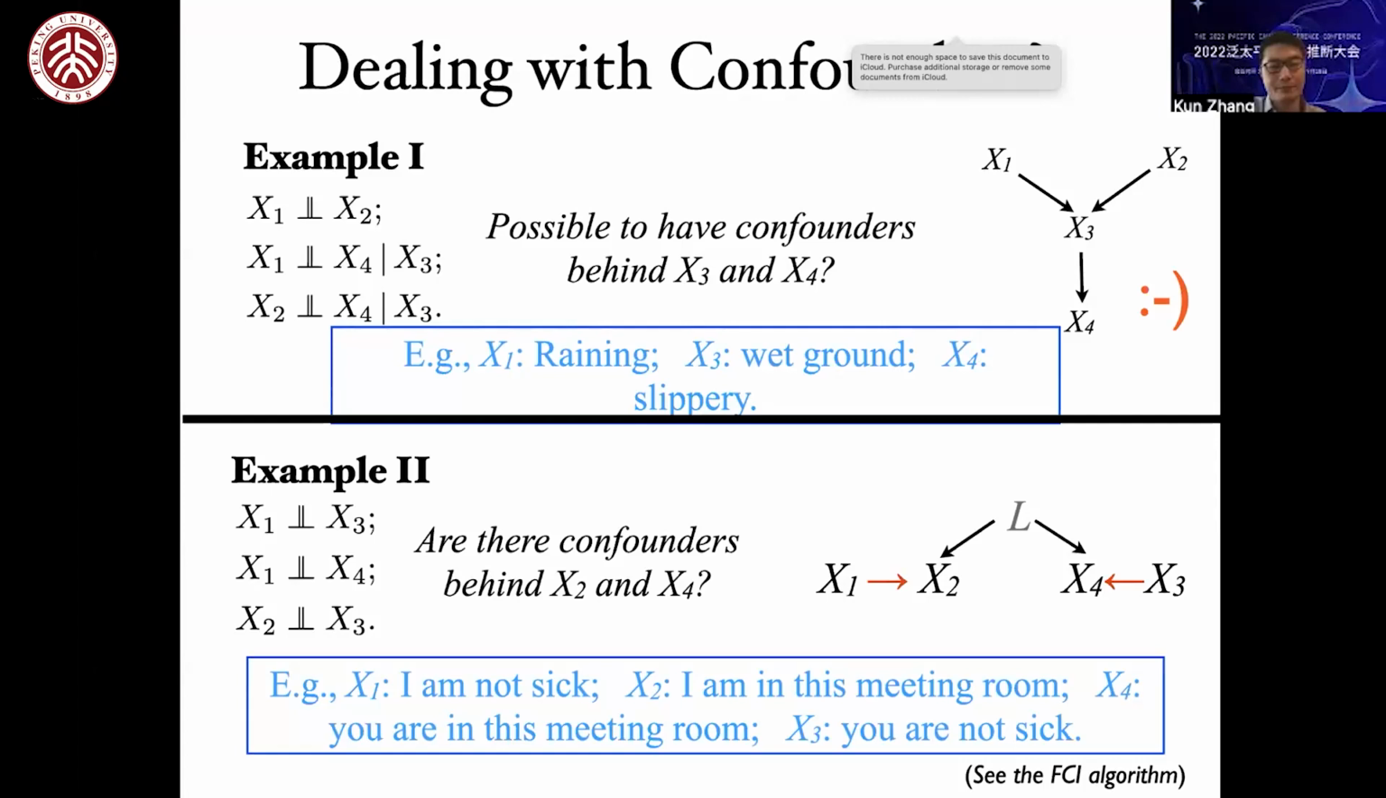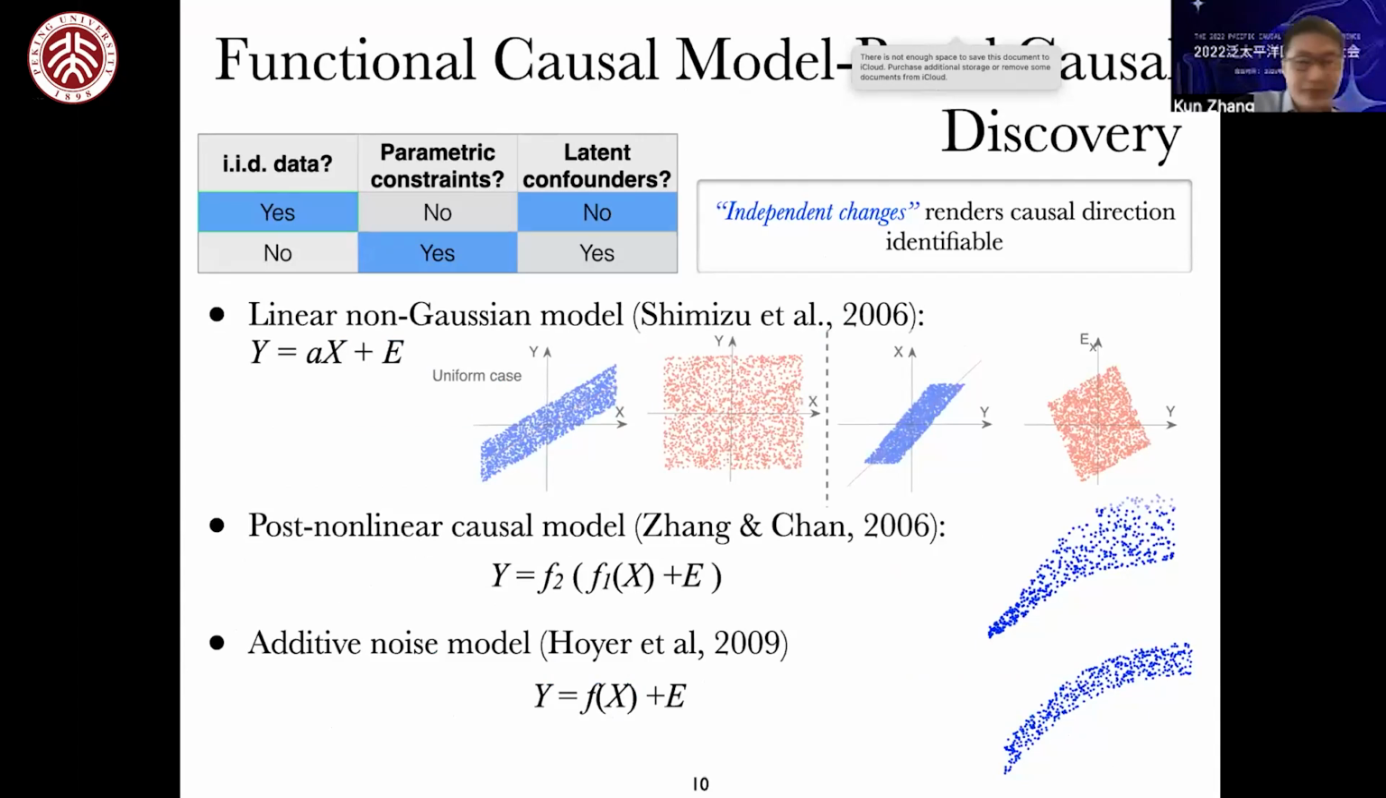For instance, let X1 be whether I'm sick, X2 be whether I'm in this meeting room, X4 be whether you are in this meeting room, and X3 be whether you are sick. Then you can see the conditional independence relations given the environment, so we always condition on something, right? And then you can conclude that although X2 and X4 actually happen at the same time, they are not directly causally related. We are here because of some latent variable. Essentially, we are here because we have this event. So with those two examples, you can see that even with conditional independence relations, we can say something about confounders.